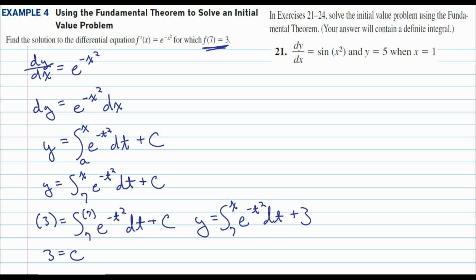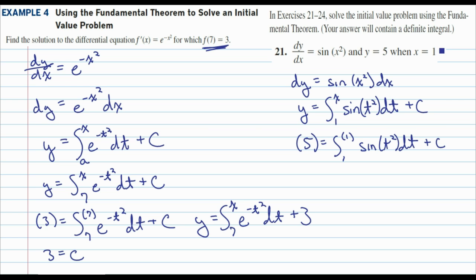Now try problem number 21, which says solve the initial value problem using the fundamental theorem. Your answer will contain a definite integral, so they kind of gave you a hint that your answer is going to look similar to example 4 here. So first, I get the differential dy, and now I integrate both sides, but of course I don't know the antiderivative of sine of x squared, so I need to use the fundamental theorem and make that the antiderivative from the x value 1, and I chose that because of the initial value that I was given, to x of sine of t squared dt plus c.